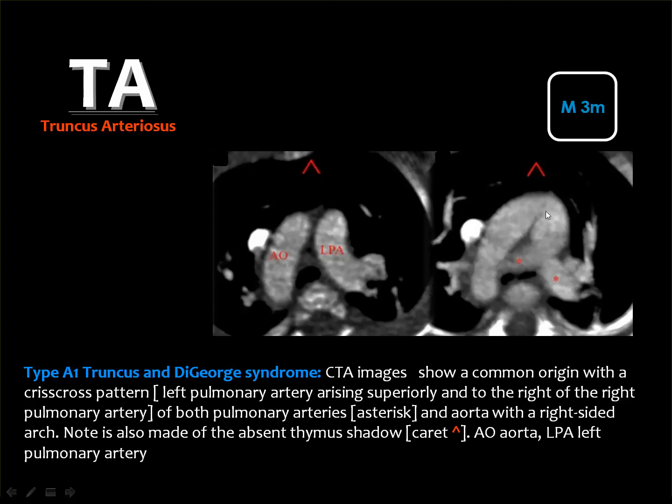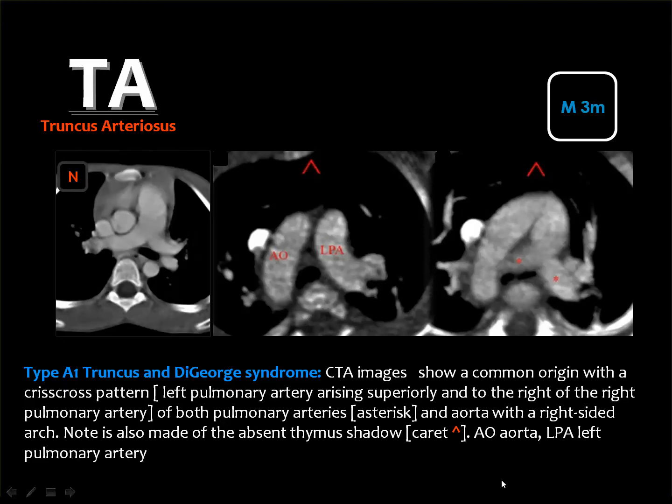Then if you look here, this patient had type 1 truncus arteriosus, which means that there is communication between the root of the aorta and the pulmonary artery in a patient with DiGeorge syndrome. And this arrowhead indicates absence of the thymus, which is one of the major features in this syndrome, and you can easily appreciate the connection between the aorta and the pulmonary artery.